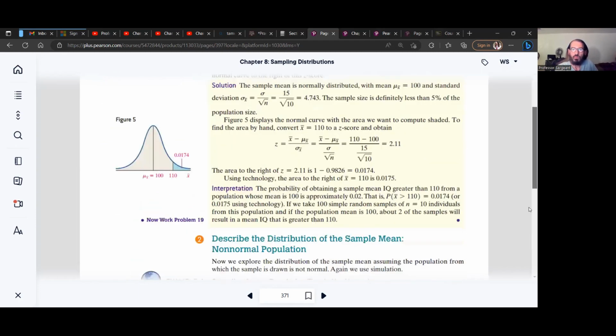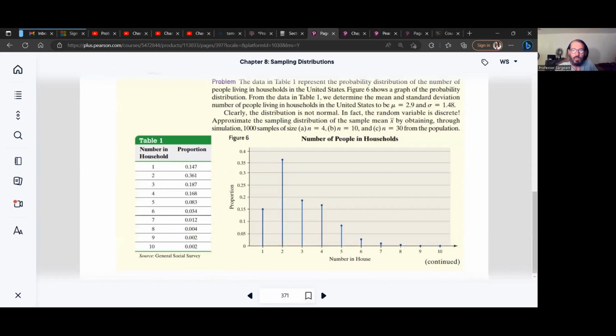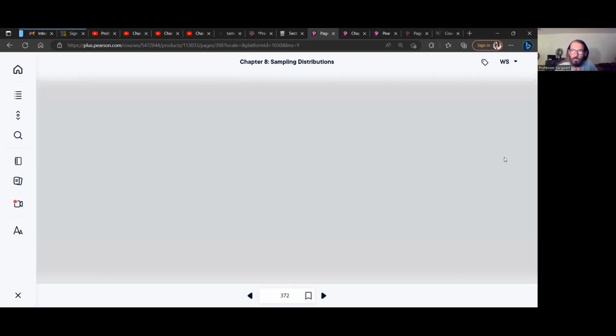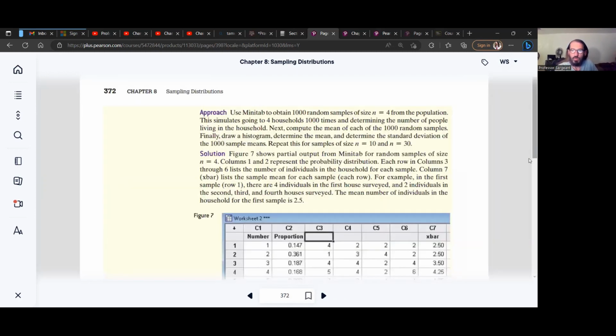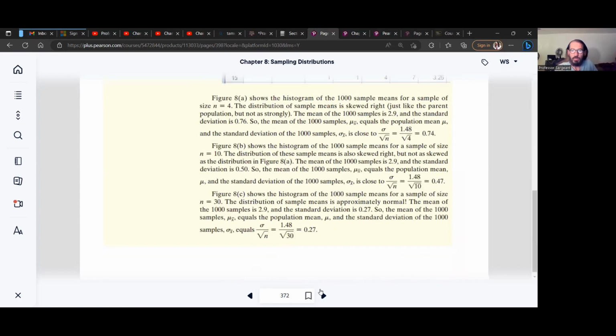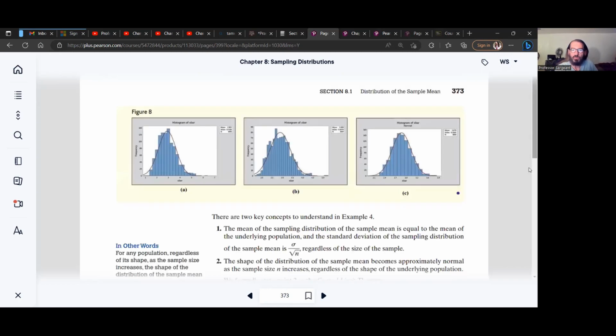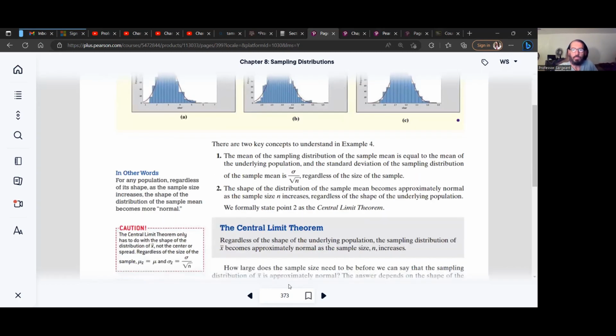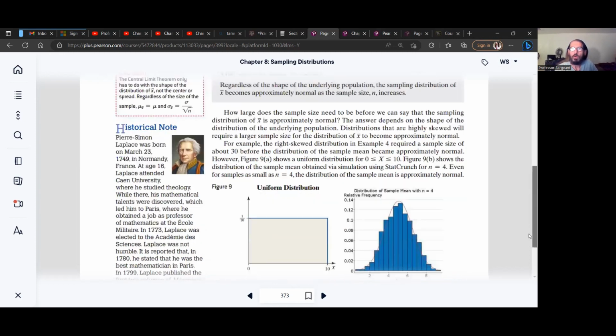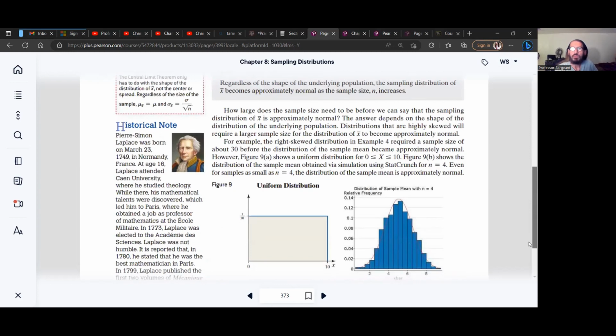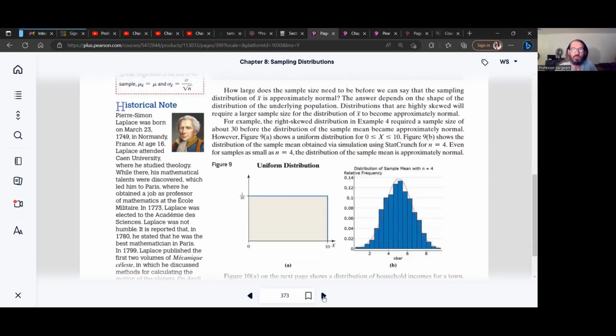Furthermore, the central limit theorem tells us that as you deal with increasing sample sizes, regardless of the shape of the original distribution, eventually, with larger sample sizes, the sampling distribution of X bar becomes approximately normal. And we look for that sample size to be at least as big as 30.